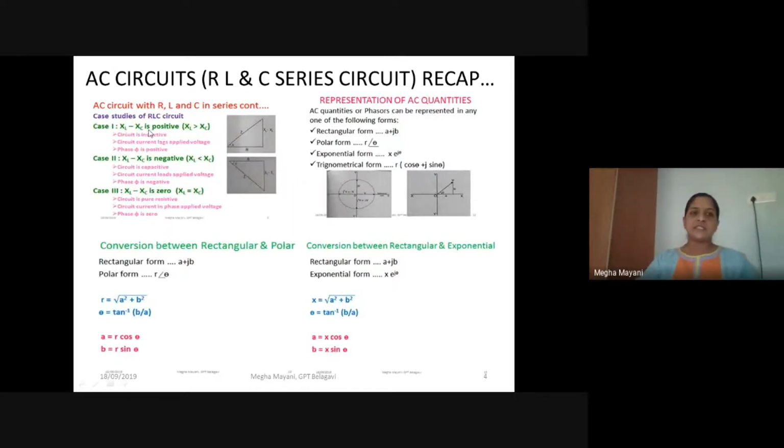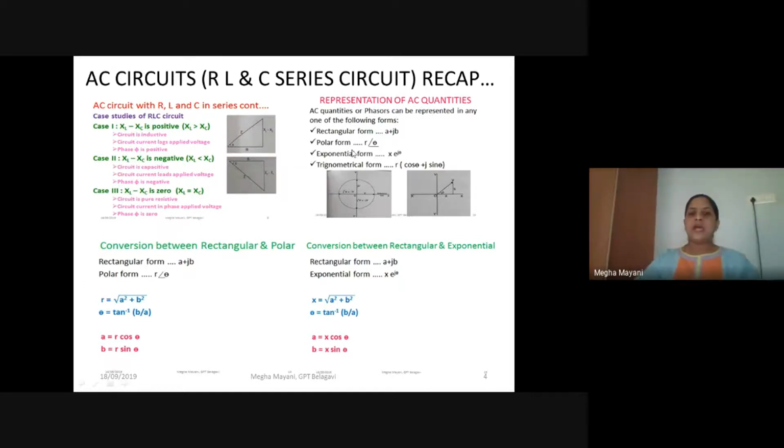When the inductive reactance is more than the capacitive reactance, you have current lagging the voltage, where the phase angle is positive, and the circuit behaves like an inductive circuit. In the second case, when XL is less than XC, the network is capacitive, and current leads the voltage. The phase angle will be negative, that is, it falls in the fourth quadrant. Coming to the last case, when both the reactances are equal, then the circuit is purely resistive and the phase angle is exactly equal to 0. The current and voltage are aligned along the same direction.